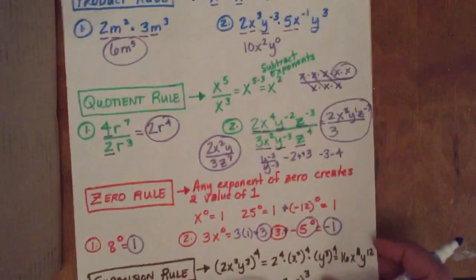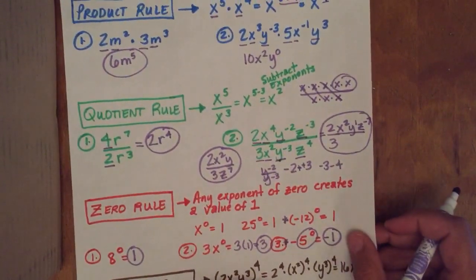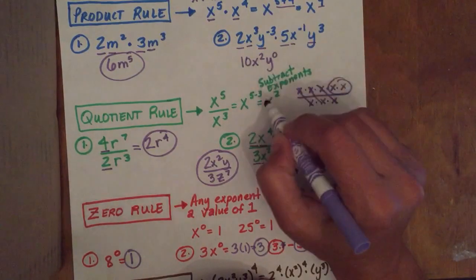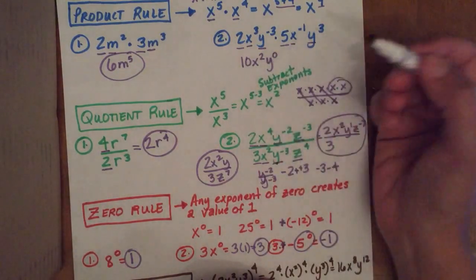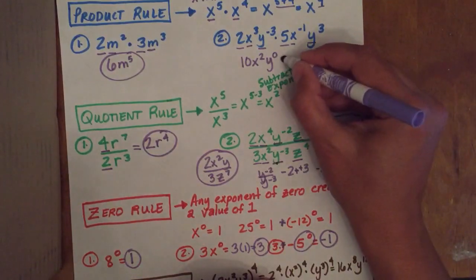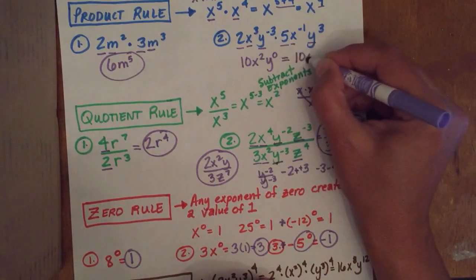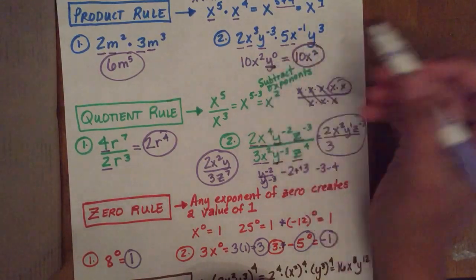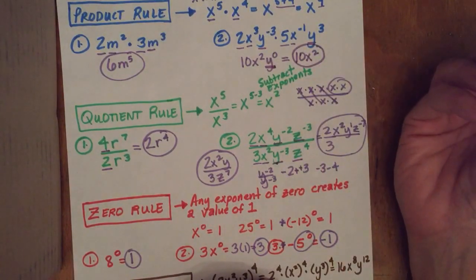Now let's go back up to the top. So now we re-examine this one. I've got 10x squared y to the 0. What do we know y to the 0 is going to equal? 1. So I actually can just write this answer as 10x squared because this is equal to 1. I don't need to write times 1. So that's the answer.